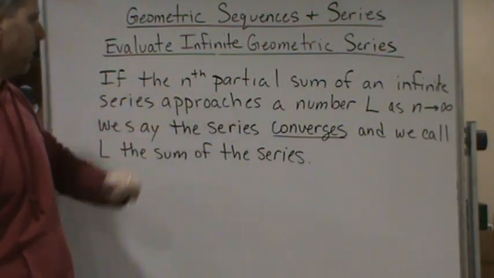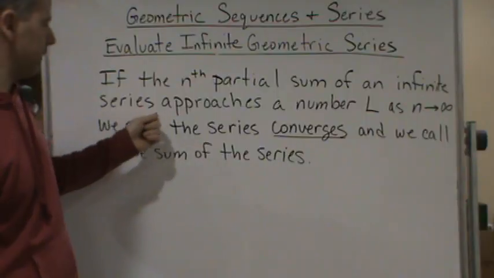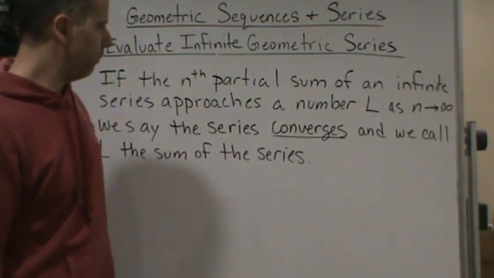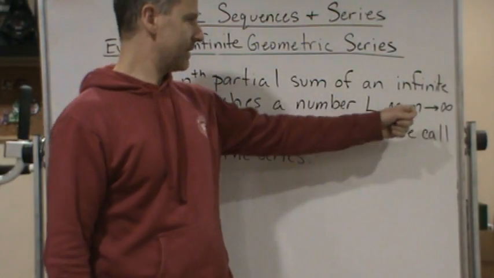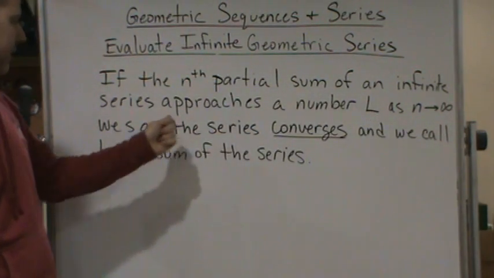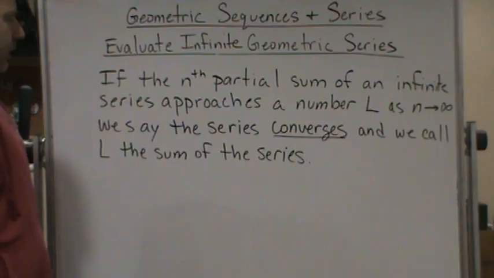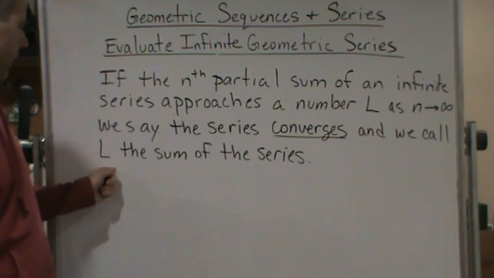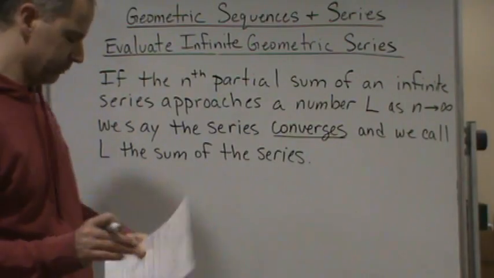So if the nth partial sum of an infinite series approaches a number L as n goes to infinity, then we say that the series converges, and we call L the sum of the series.